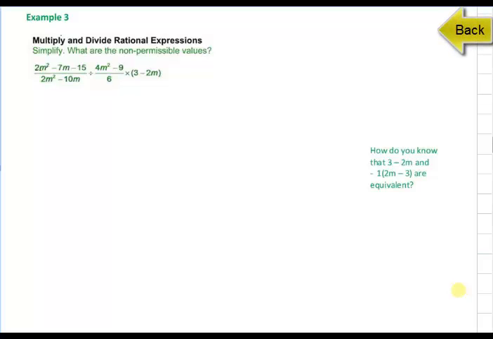Okay, so in example 3, we're going to multiply and divide rational expressions. We're going to put multiplication and division in the same question, and so you've been asked to simplify and then state what the non-permissible values are. So we are going to start with factoring, and we're going to take this numerator here and we will factor.